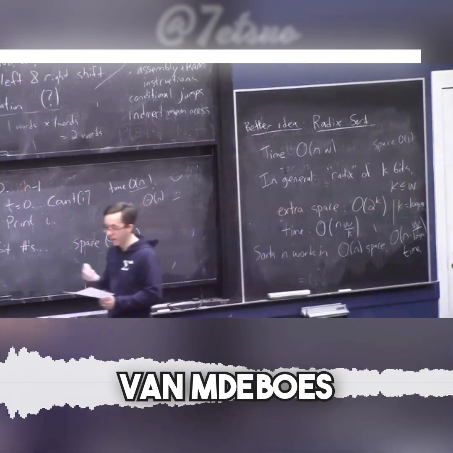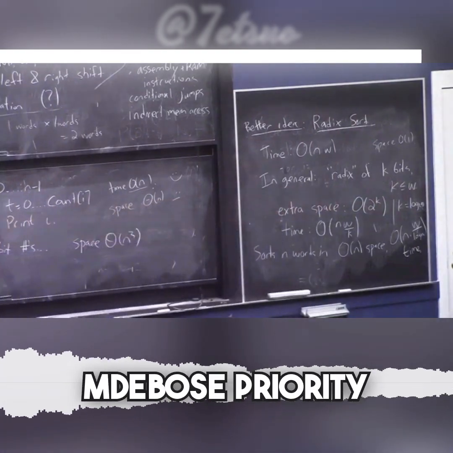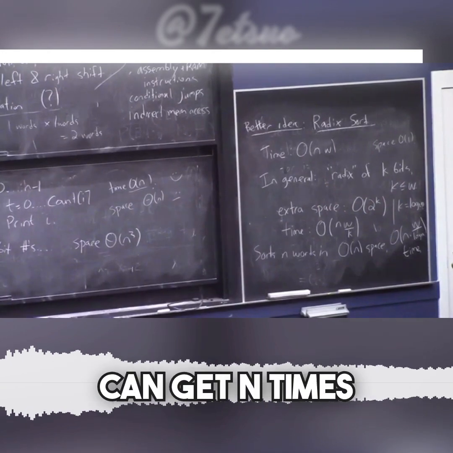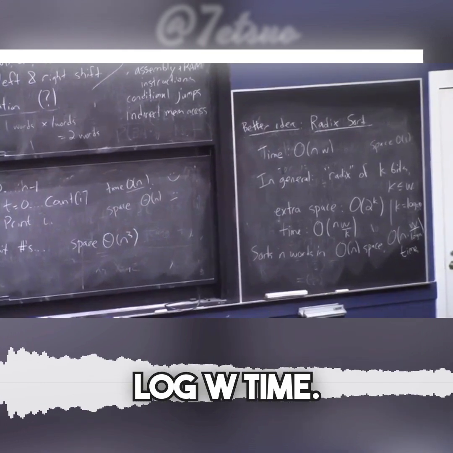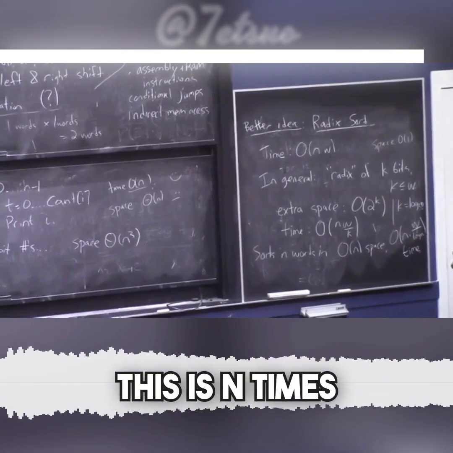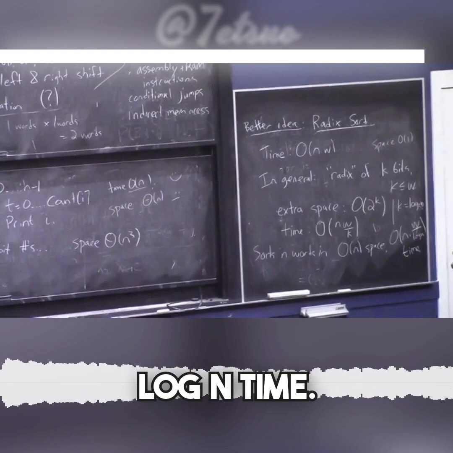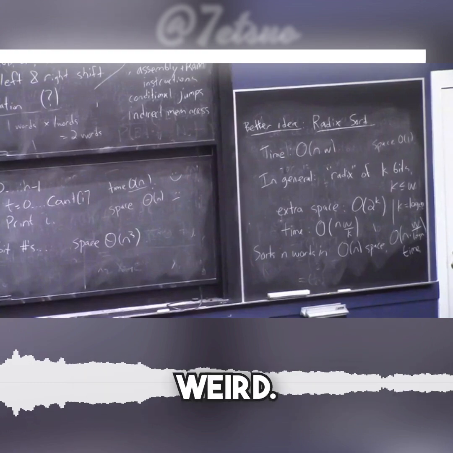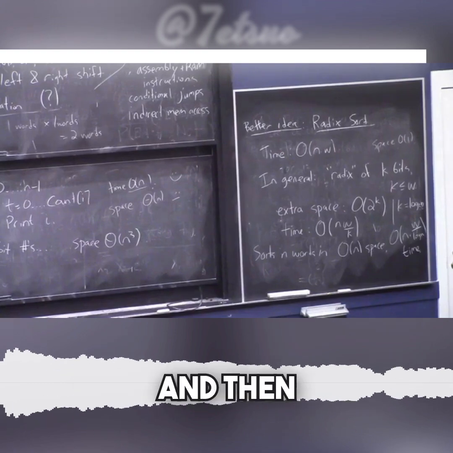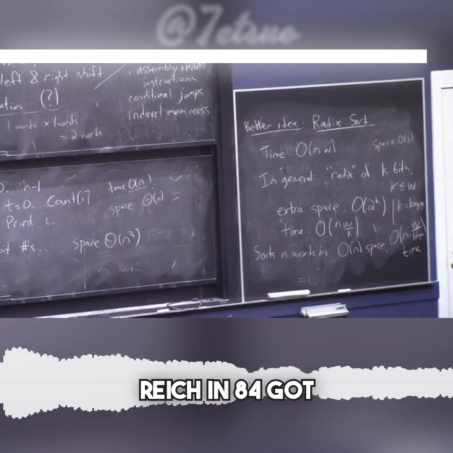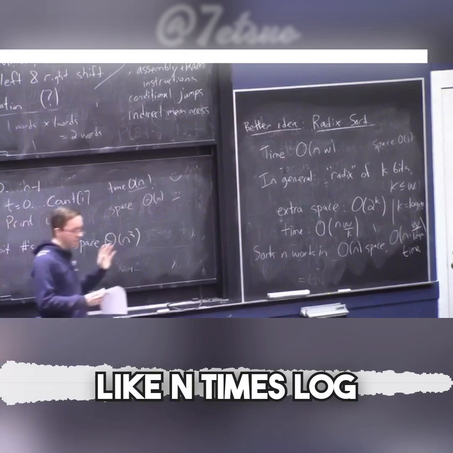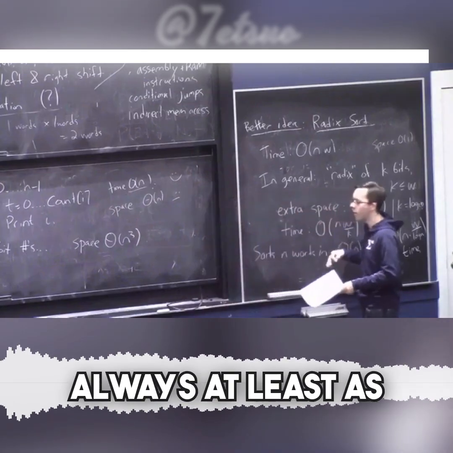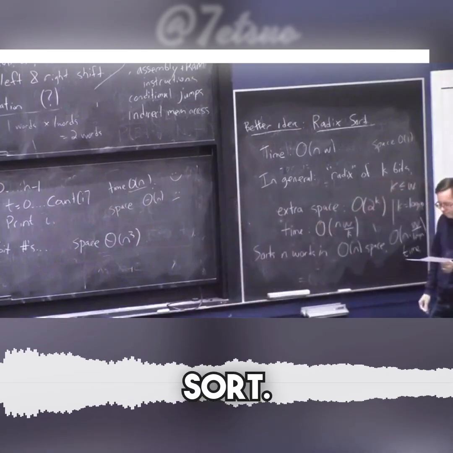So in 1974, Van Emde Boas invented Van Emde Boas priority queues. And using them, you can get n times log w time. And in particular, this is n times log n time, unless w is more than polylog n, which is pretty weird. So that's pretty good. And then Kirkpatrick and Reisch in '84 got n times log of w over log n, which means it's always at least as good as radix sort.